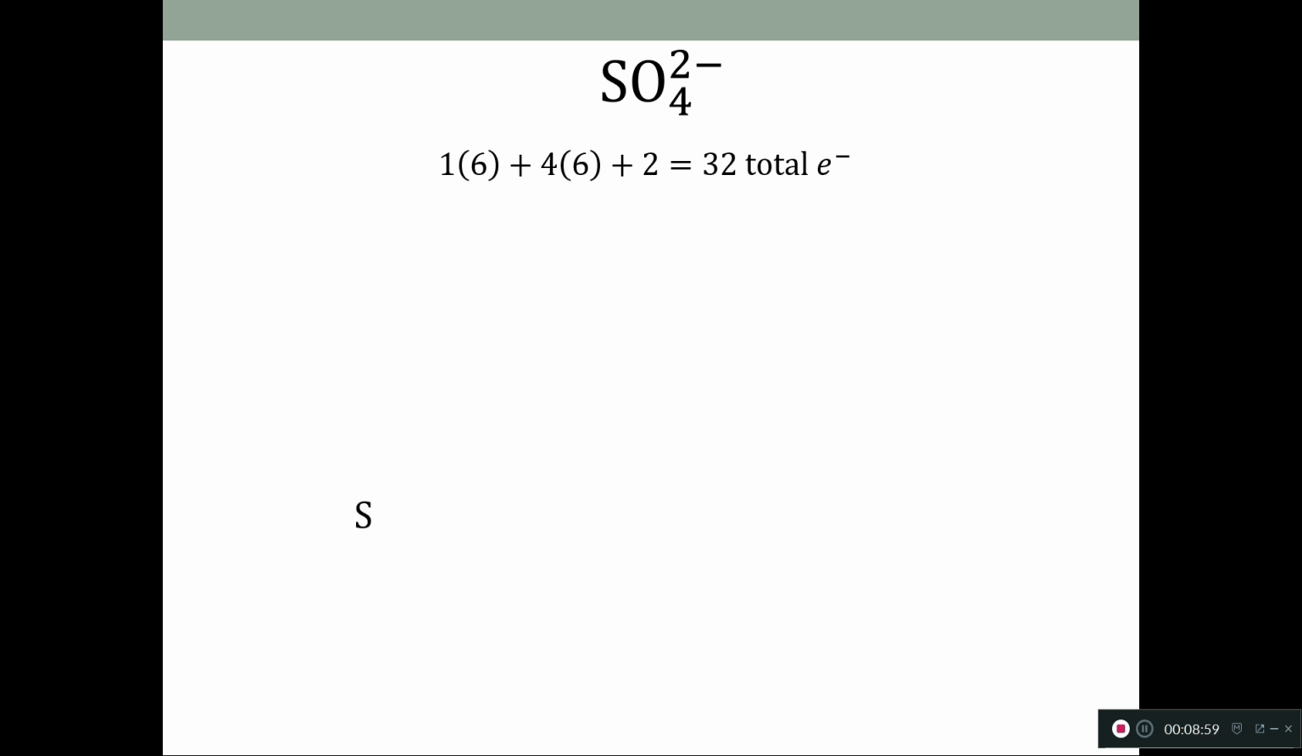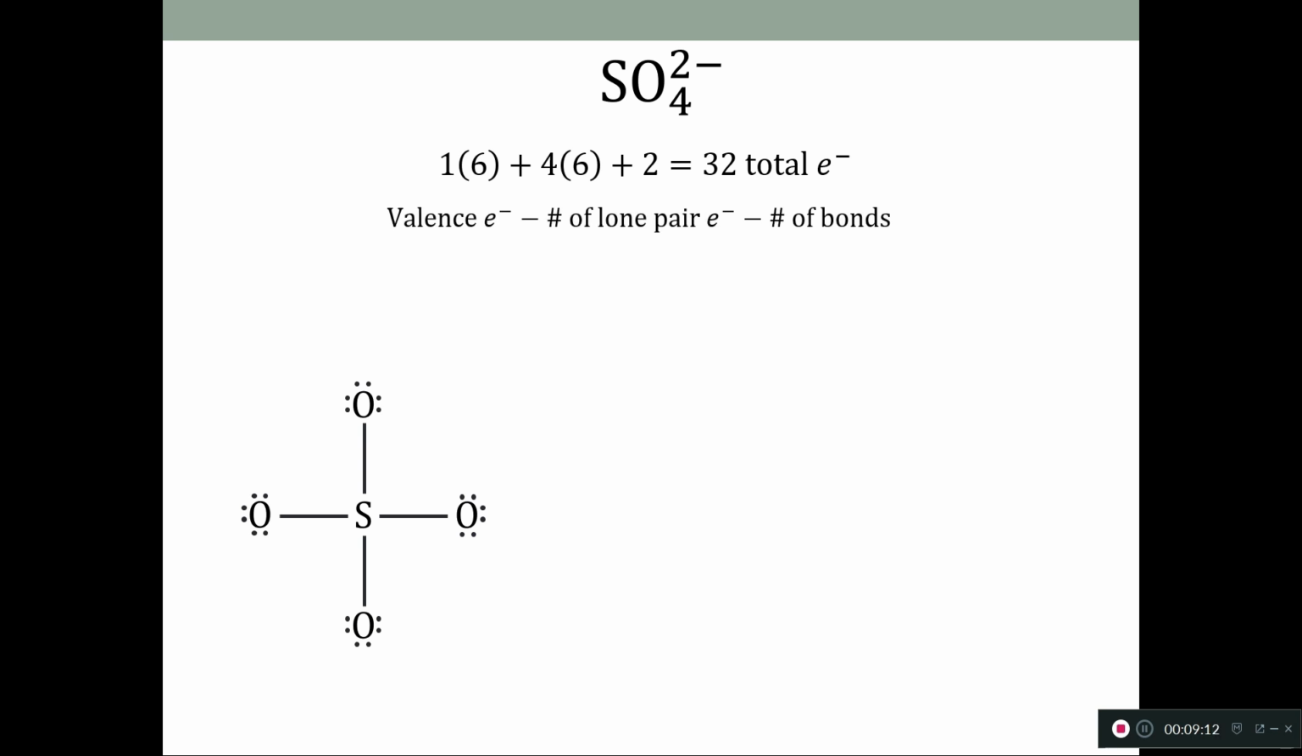The sulfur will be our central atom because it's lower than oxygen on the periodic table. We'll put our oxygens around, form the bonds, put the lone pairs on it, and now we want to calculate the formal charge on each of these atoms.